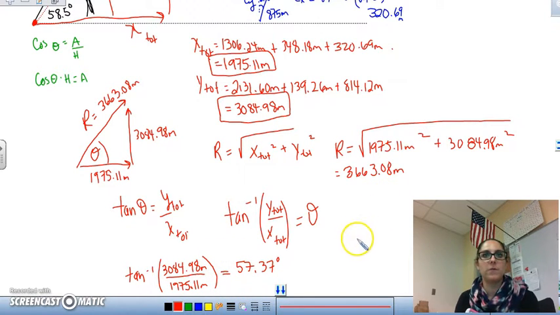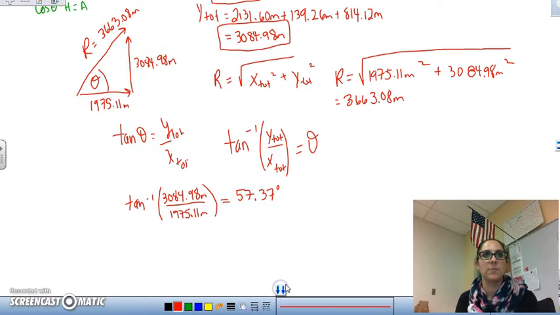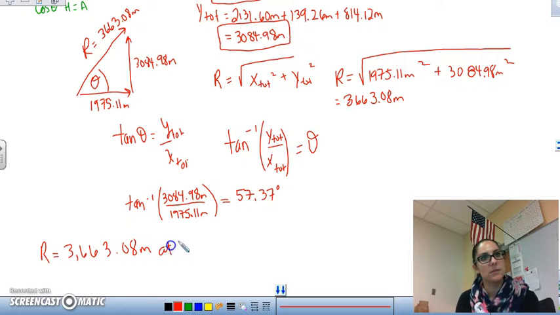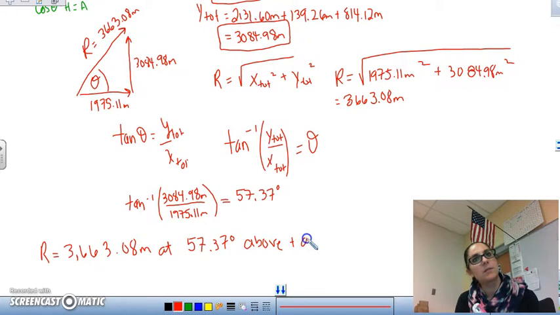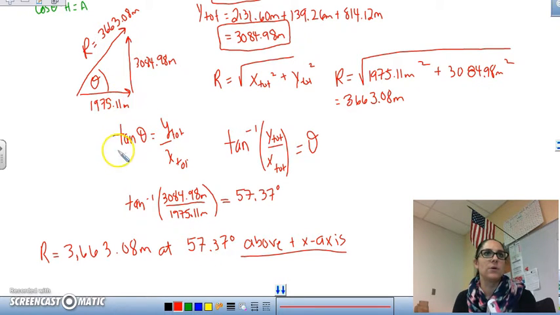So the official final answer you would write on an exam would be R equals 3,603.08 meters at 57.37 degrees above positive x axis.